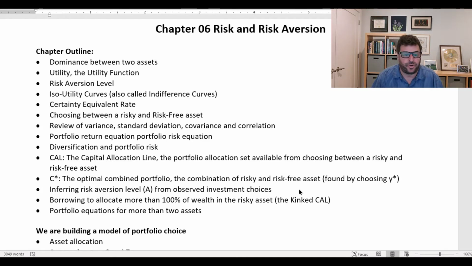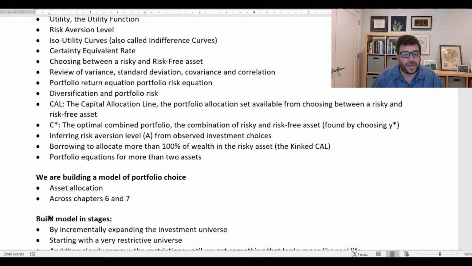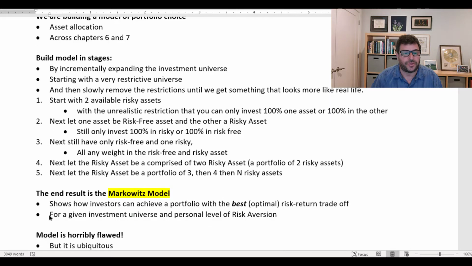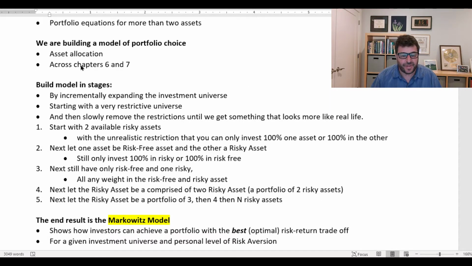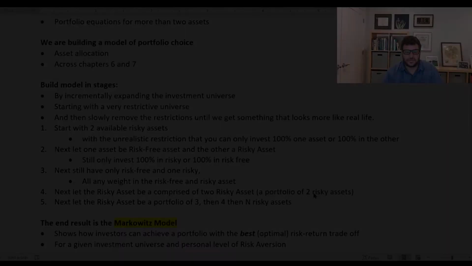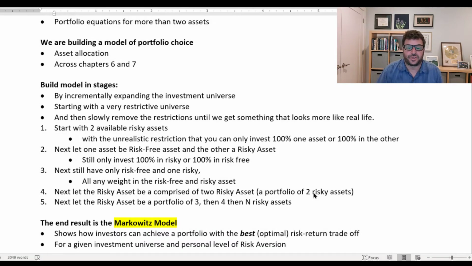What we're going to try to do, and you can see the outline of the material here, is build a model of portfolio choice, asset allocation. Given an investor's wealth, and given some criteria associated with that investor, such as risk aversion and some sort of time horizon, we want to know what an optimal investment strategy is for an investor, given an investment universe. What is available for this investor to invest in?